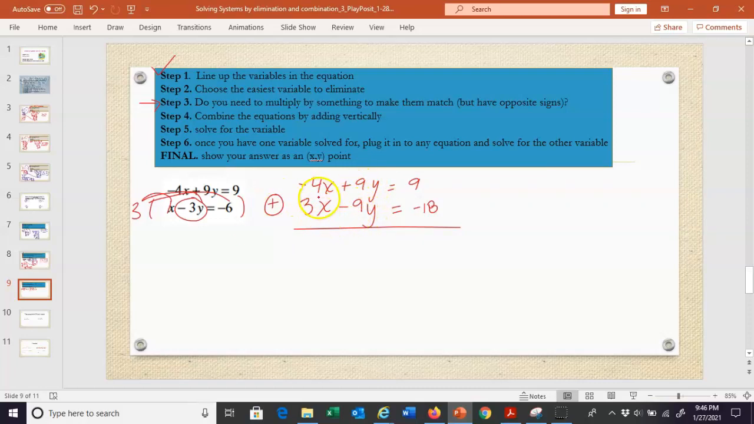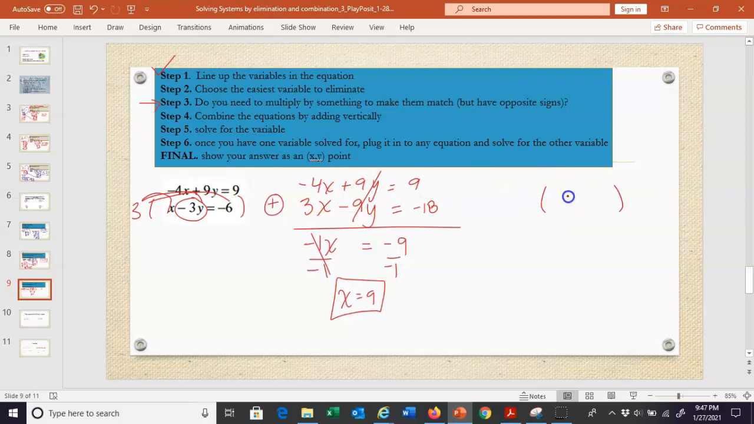So let's do that. Negative 4x plus 3x is negative 1x equals negative 9. Divide by negative 1 and you get x equals 9. You could have totally chosen to multiply the second equation by 4 and eliminated the 4's. You'll get the same answer eventually. So it's up to you.